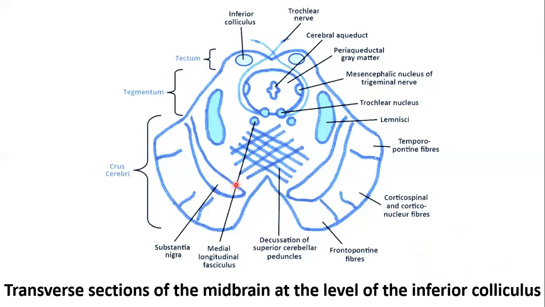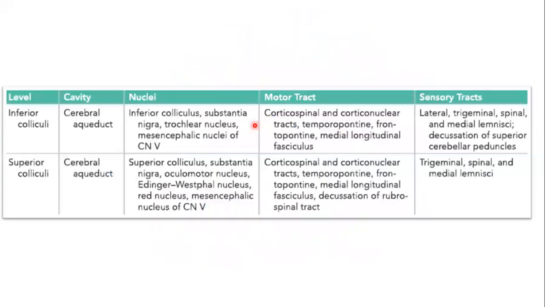And then you see the motor fibers. First of all, this is very big. These are the crura, and you see over here the medial-most of the frontopontine fibers, and in the middle there are the corticospinal and the corticonuclear fibers, and then the temporopontine fibers laterally. This is the point. And then this medial longitudinal fasciculus is a motor fiber, right? So these are the motor tracts, and then the sensory tracts at this level.